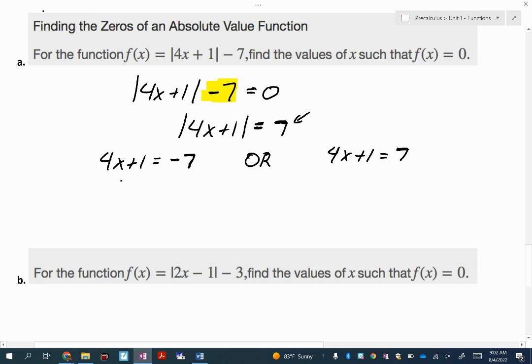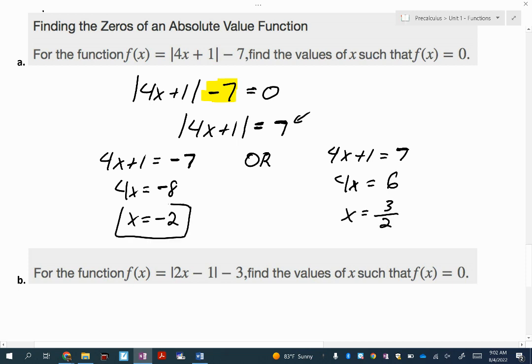So both would work. I'm going to move that 1 over and get negative 8. So x equals negative 2. Same thing over here, move over the 1. It's going to be different answers, but the work is going to be exactly the same. So that's 6. 6 fourths reduces to 3 halves. So these are my two solutions that would make this absolute value function become 0.